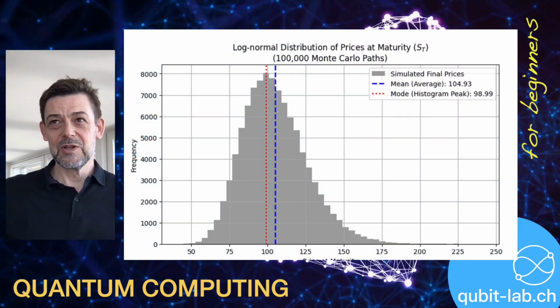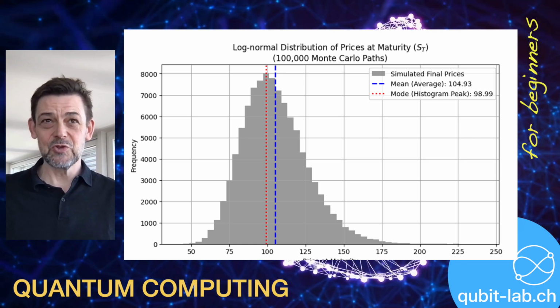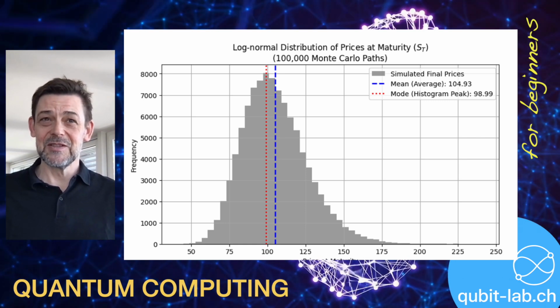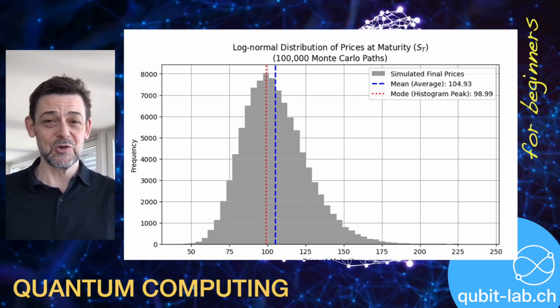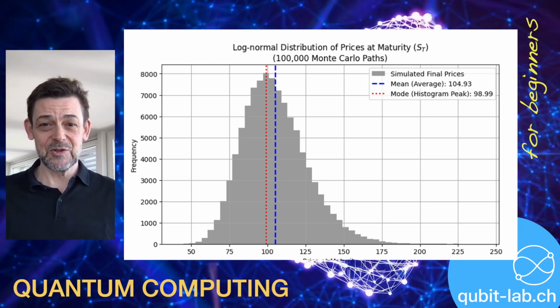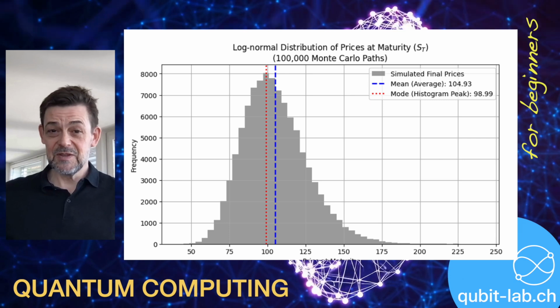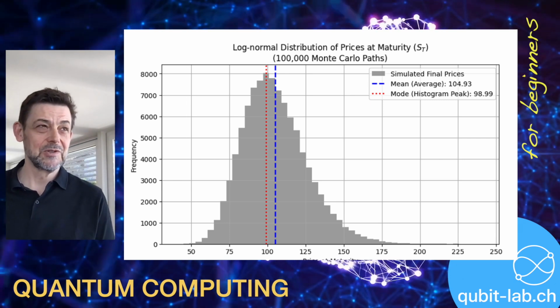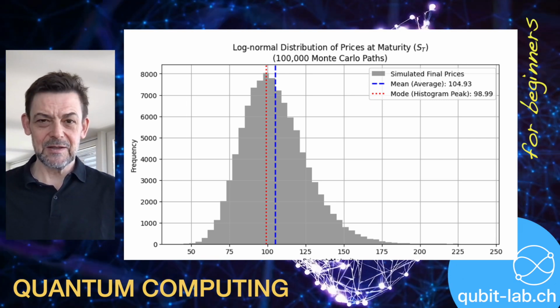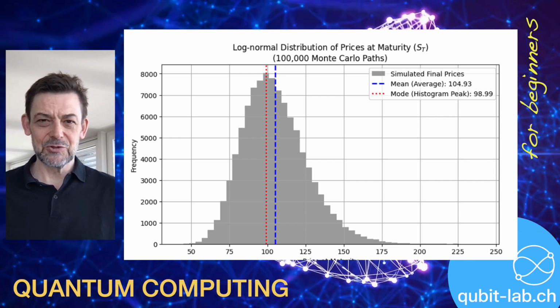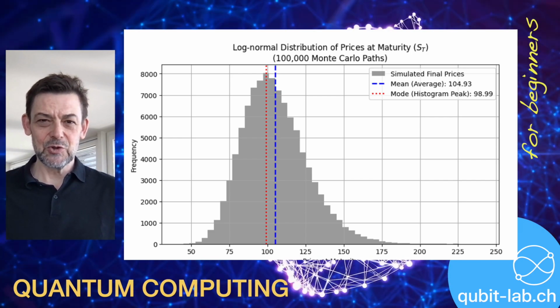This is not a normal distribution, but a log-normal distribution. This means it is asymmetric. The maximum of the occurrences, the mode, is left of the average value. This happens because growth is multiplicative. For example, $100 minus 20%, then plus 20%, gives you only $96, less than the original $100.